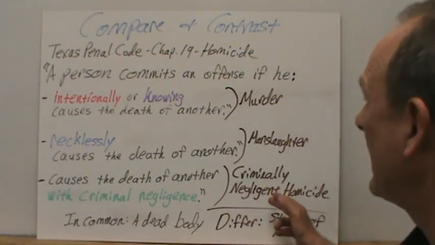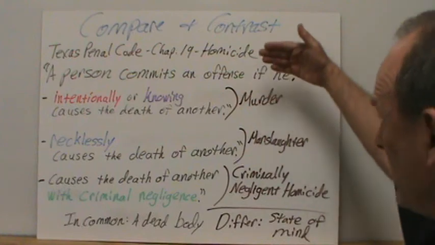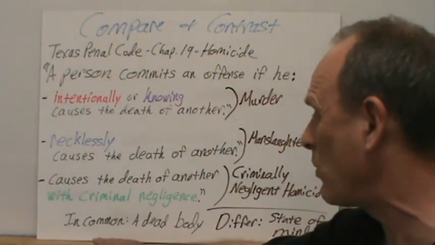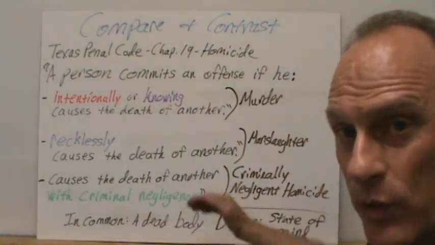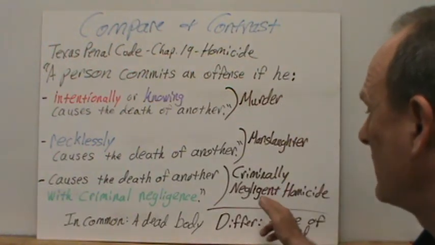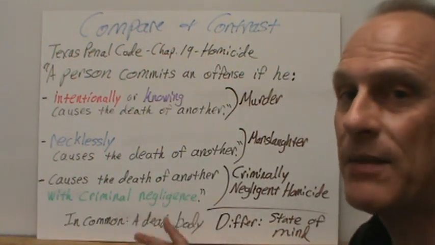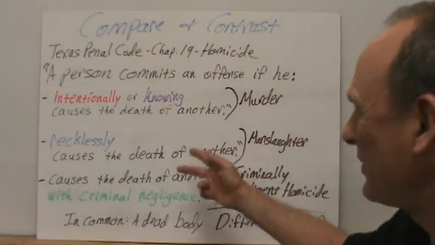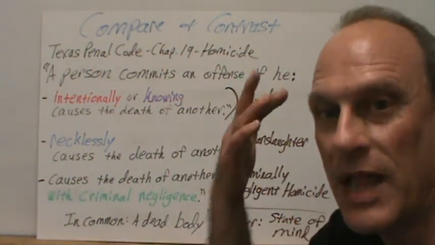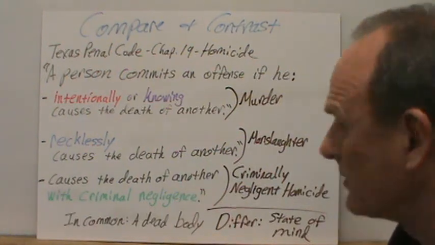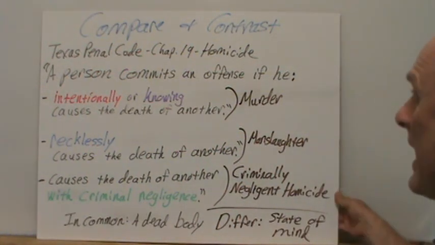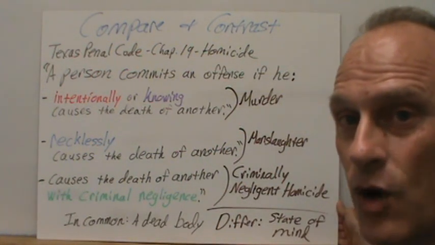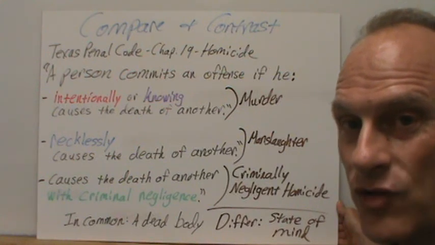So once again, we have death. What's in common with all three of these crimes? Murder, manslaughter, criminally negligent homicide. What's in common? We have a dead body. But where do they differ? Blameworthiness, the state of mind, okay? And that is an overview, a quick explanation of the approach to mens rea.